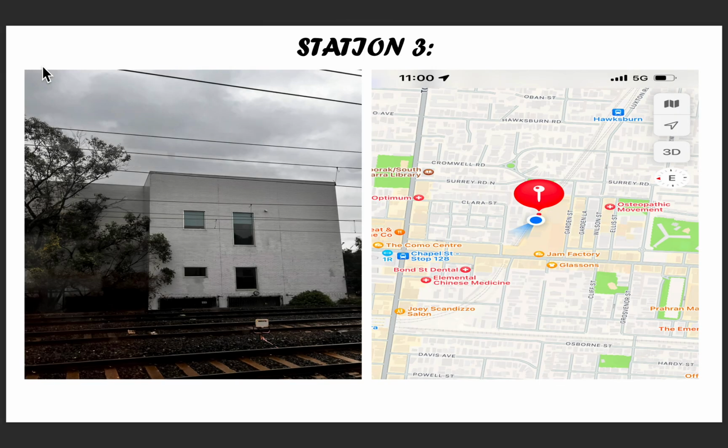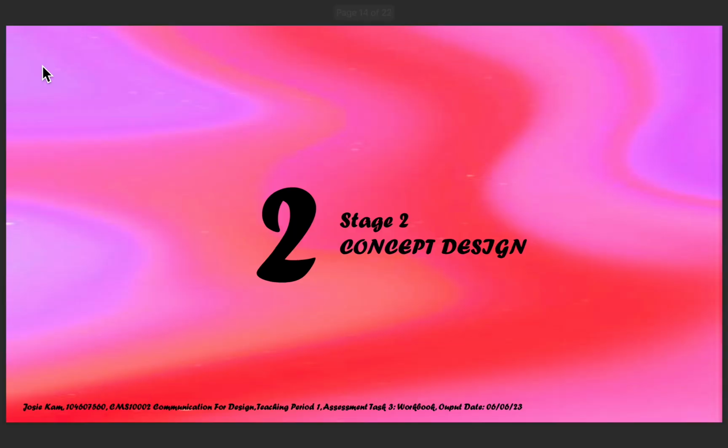The third place that I looked at was also seen on the train. It was just after Hawkesburn Station. It was a blank wall but had a few windows, which made it a bit difficult for me to choose this location. This led me to stage 2, the concept design.